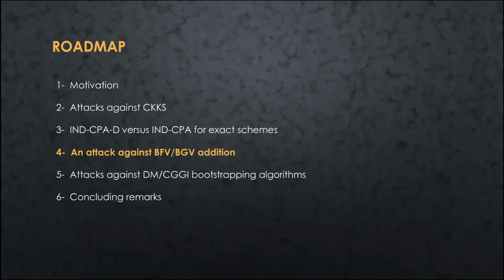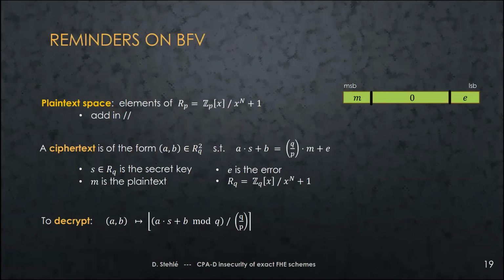Okay, we'll start with an attack for BFV, BGV as a warm-up. Quick reminder on BFV, BGV. The plaintext space is polynomials mod P, and we can add in parallel. We can do more things, but I'm going to use addition only. And the ciphertext is a pair of polynomials such that A times S plus B has M in its most significant bits and some error E in the least significant bits.